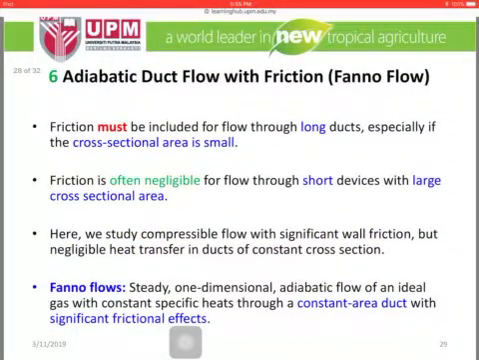Okay, so this is the one that I'm showing you. So we go to the next subtopic, which is adiabatic duct flow with friction. So right now we don't consider the heat transfer anymore, but we consider the friction, and we call this Fano flow. So friction must be included for flow through long ducts, especially if the cross-sectional area is small. Friction is often negligible for flow through short devices with large cross-sectional area. So here we study compressible flow with significant wall friction, but negligible heat transfer in ducts of constant cross-section. So there are two types of flow, Rayleigh flow and Fano flow. So it depends on the situation. If the diameter is small and the friction is significant, we use Fano flow formula. But if the heat transfer is significant and the friction is negligible, we can use Rayleigh flow instead.